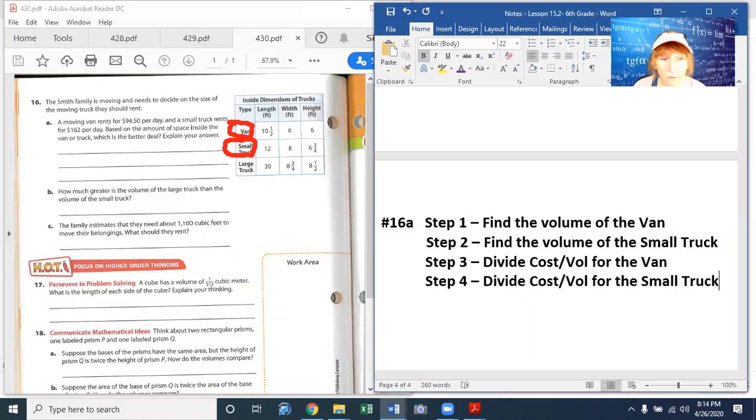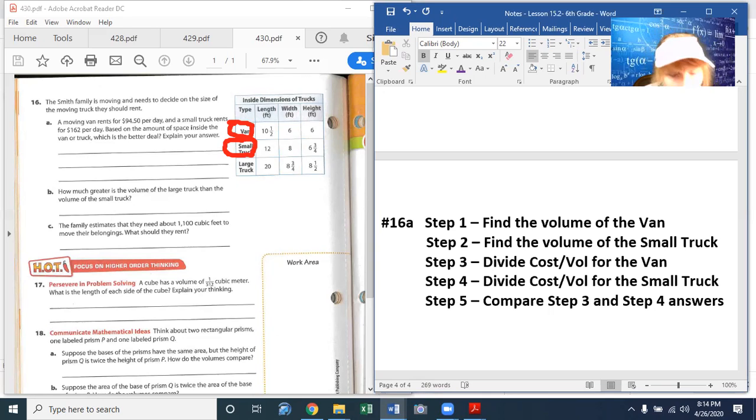So the cost is given to you in the problem. The van costs $94.50. You're going to divide that by the volume you find for the van. The small truck is $162. You're going to divide that by the volume you find for the small truck. Then you're going to compare. So that's the final step. Step 5 is to compare step 3 and step 4 answers. Okay, so decide which one is a better deal, okay, based on what you get in step 3 and 4.